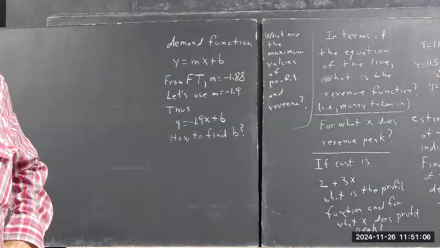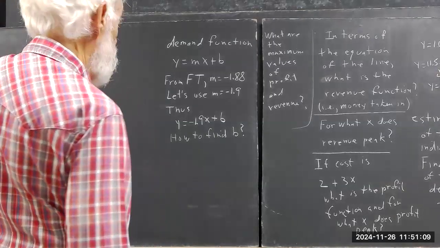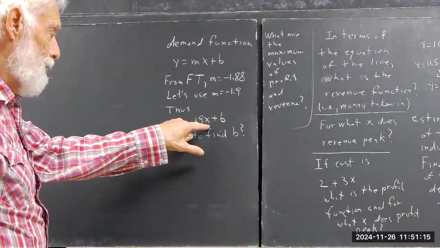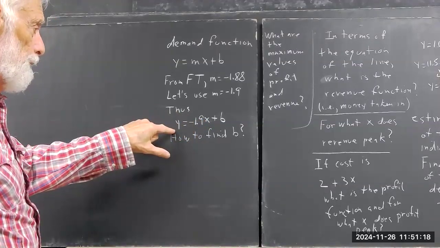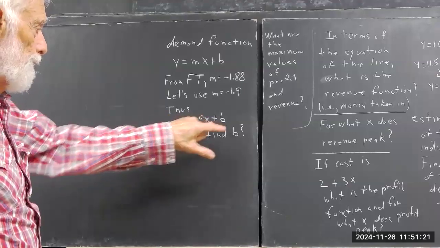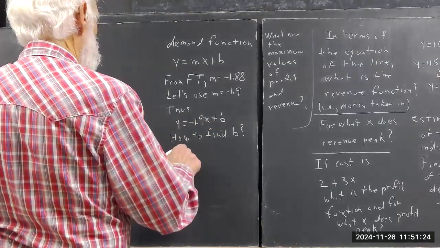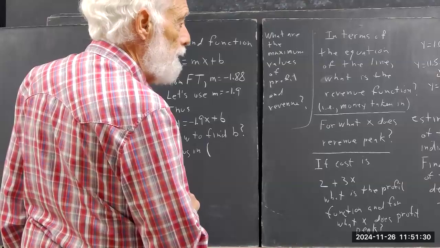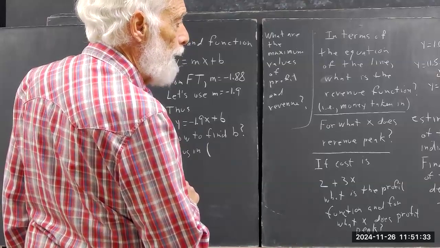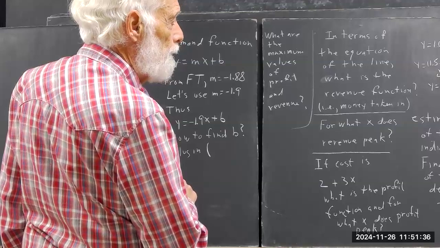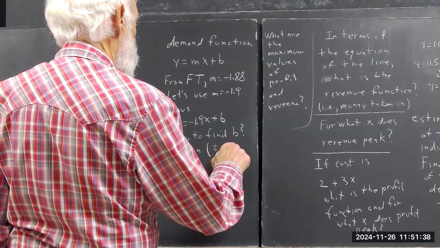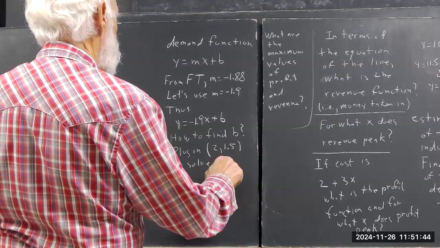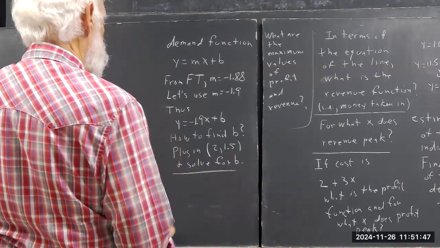How to find b? Well, we take the coordinates of one of our points. So you've got an x and a y coordinate. We plug in for x, plug in for y. Now we'll have numbers for x and y. We'll solve for b. Plug in the coordinates. Now, which point has the nicest coordinates? I think 2, 1.5. We do that and we solve for b.